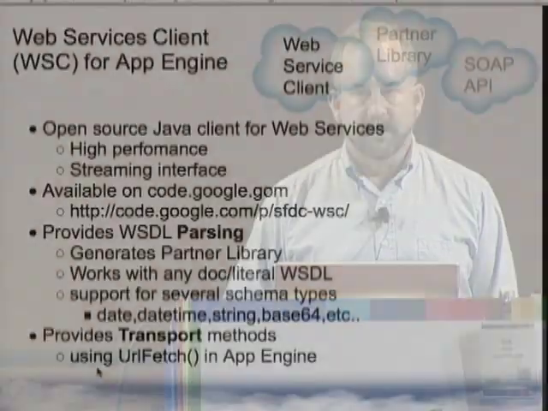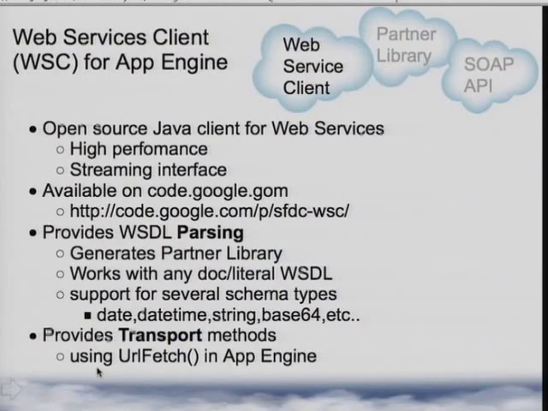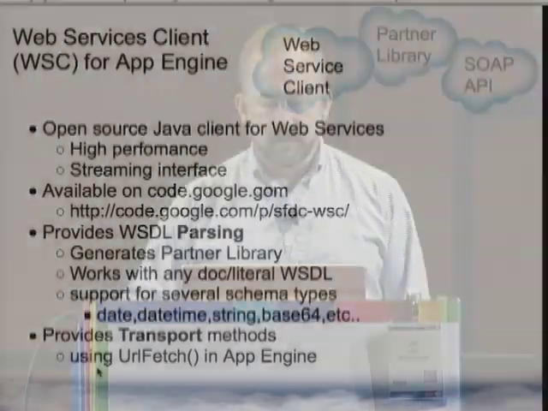Additionally, the web service client provides the transport methods, and because this runs on App Engine, it's based on the native features of App Engine, the URL fetch. And I'm sure you've seen or heard about URL fetch during the talks earlier, and I'll show you just a couple of lines of code about discussing that. So let's take a look at the transport layer.